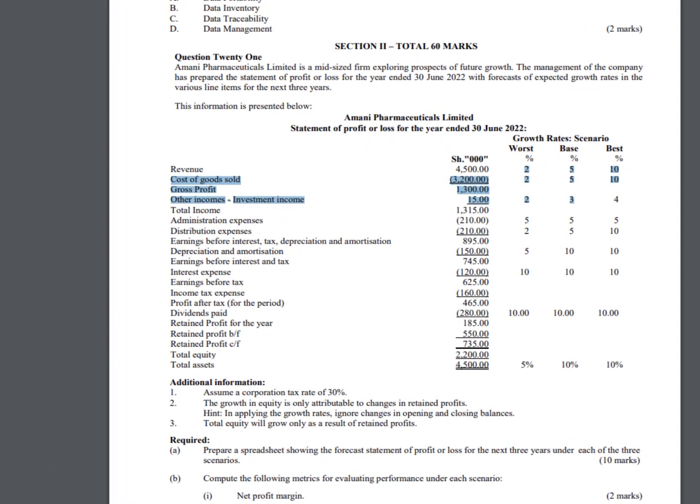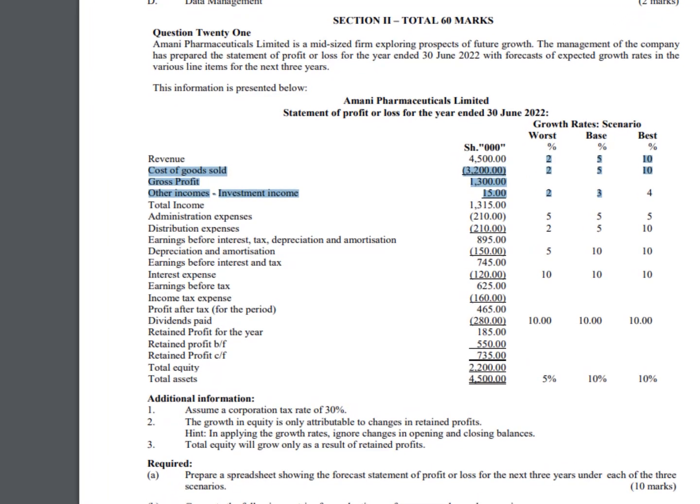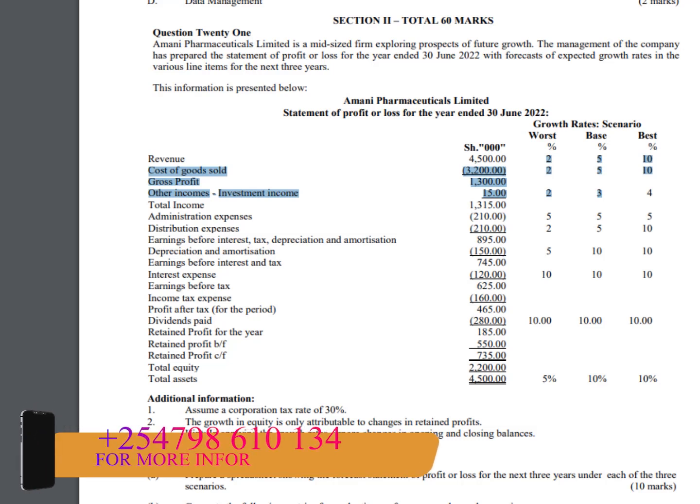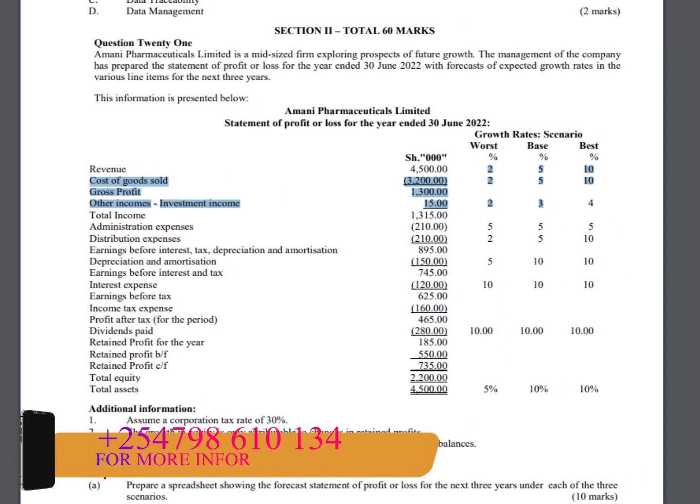So the question reads, Amani Pharmaceuticals Limited is a mid-sized firm exploring prospects of future growth. The management of the company has prepared the statement of profit and loss for the year ended 30th June 2022, with forecast of expected growth rates in various line items for the next 3 years. This information is presented below. So we have the information here, you read it, we understand it.